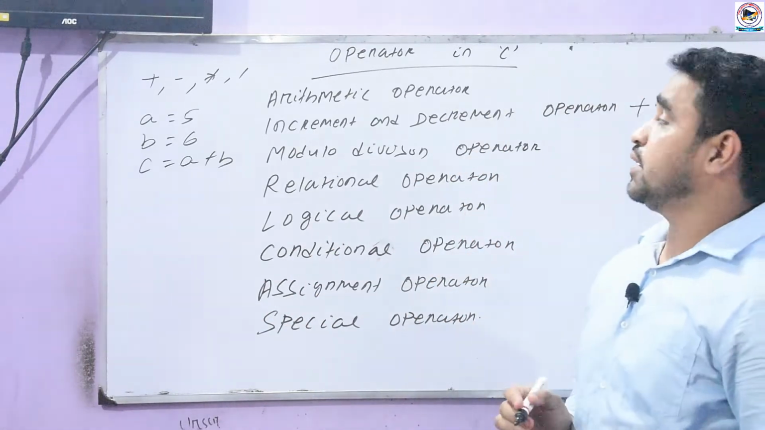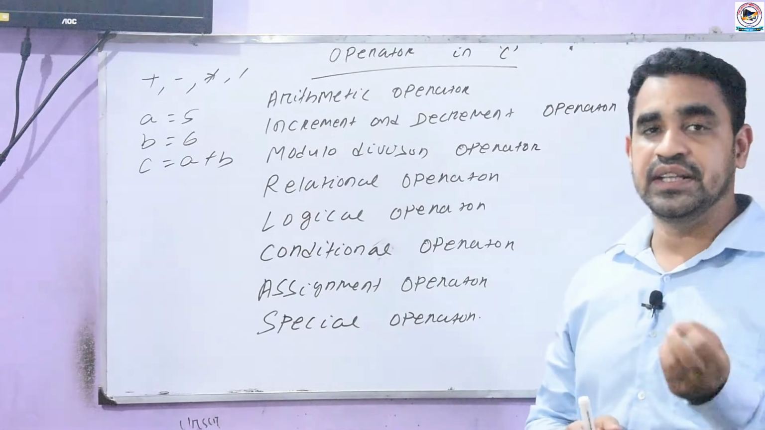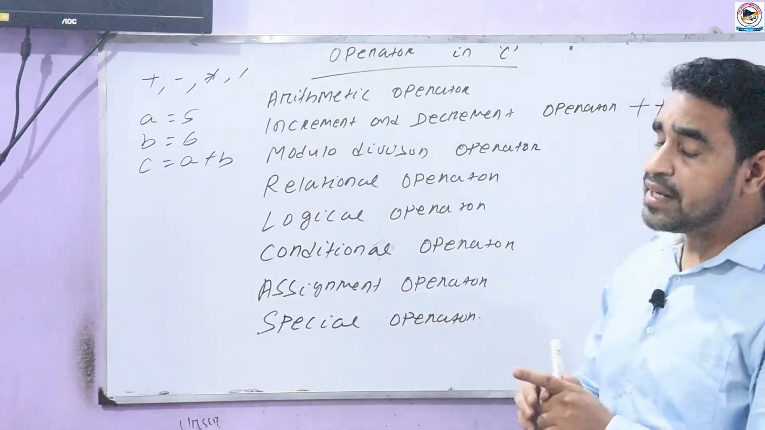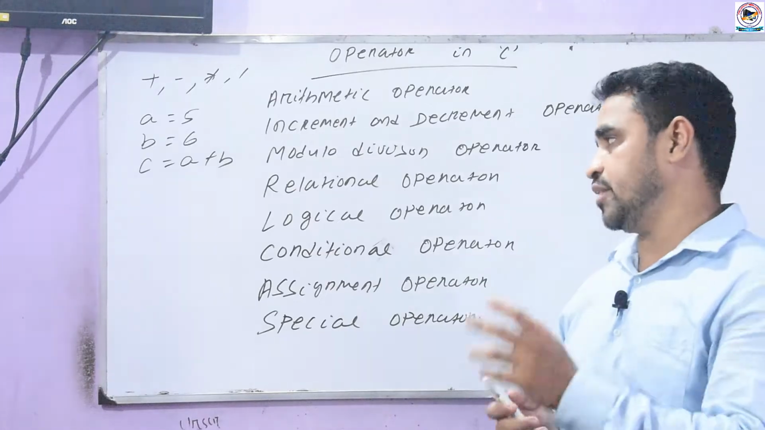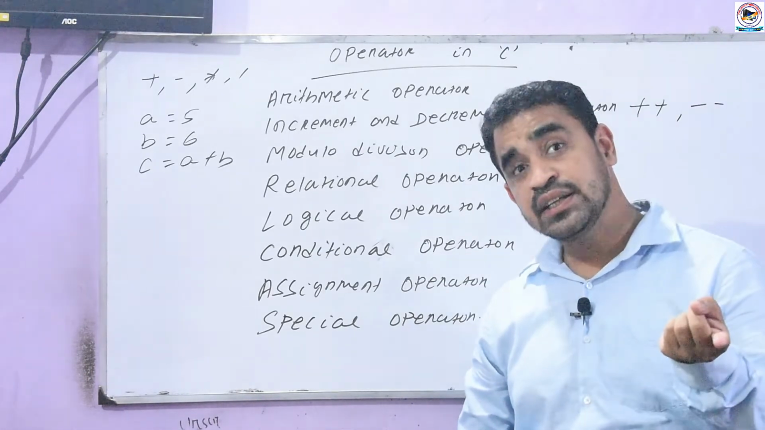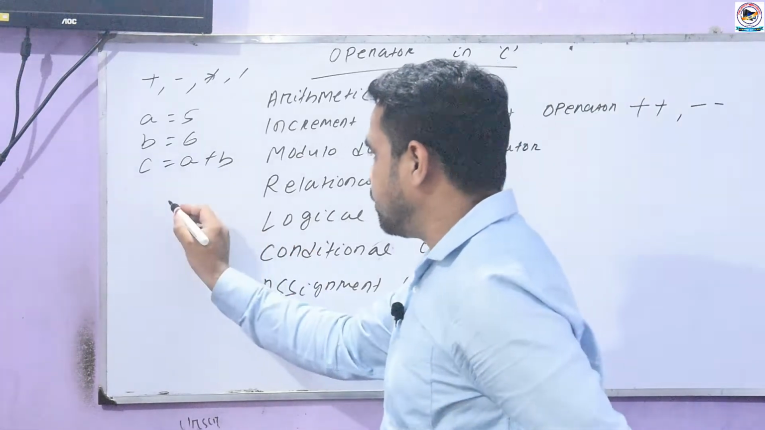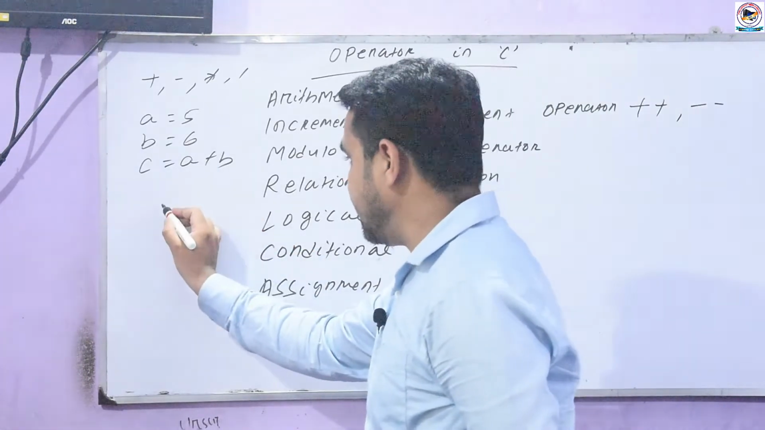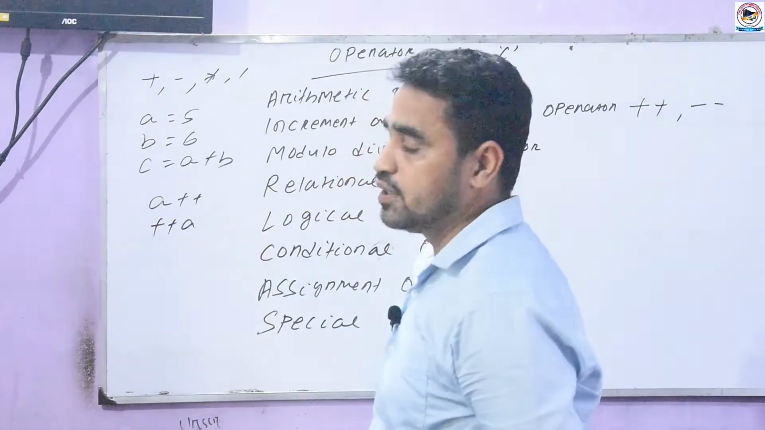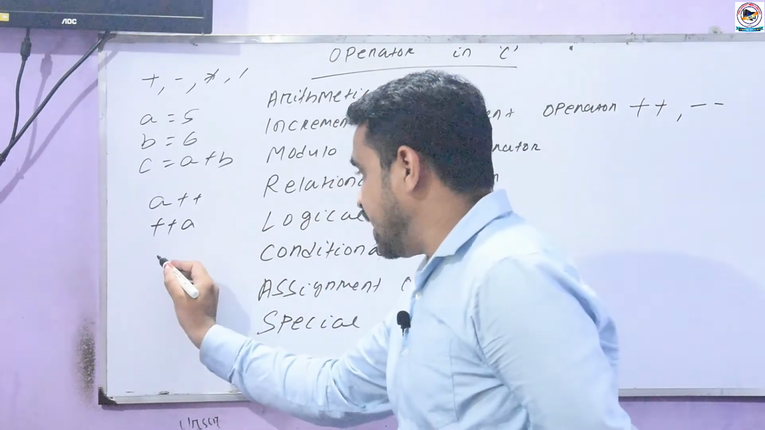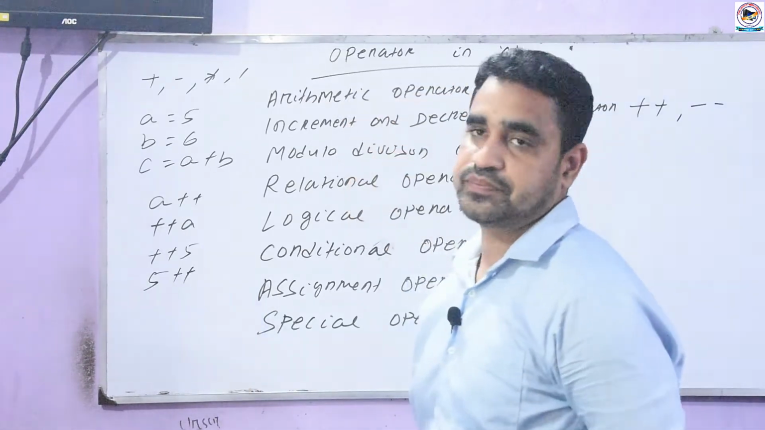Another important thing about the increment and decrement operators is that they always work on a variable, not on a constant, and they work on a single operand. For example, we can write a plus plus or plus plus a, and you cannot write plus plus 5 or 5 plus plus.